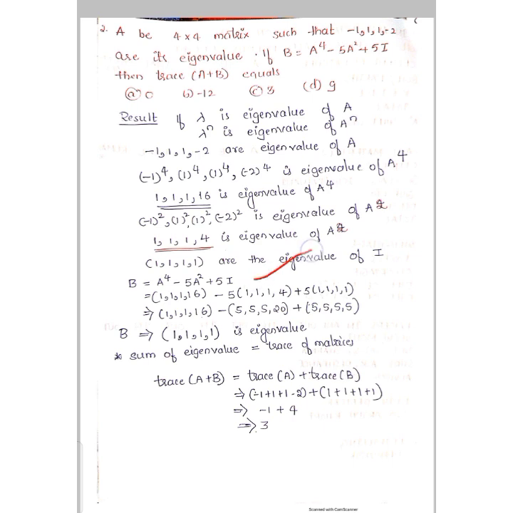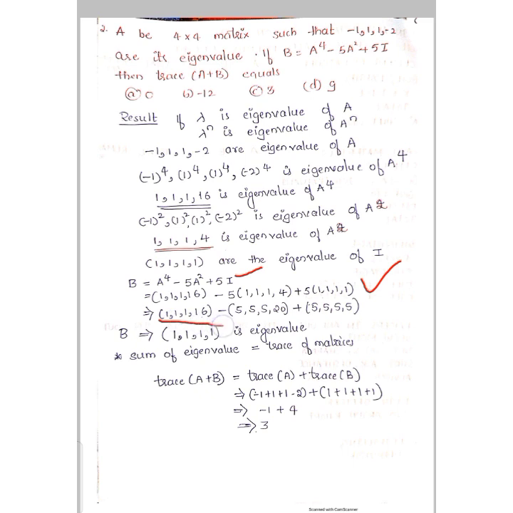So here they have given you the equation that B is nothing but A⁴ minus 5 into A² plus 5 into the identity. Now just substitute the eigenvalues. The eigenvalues of A⁴ are 1, 1, 1 and 16. The minus 5 stays as it is, and within a bracket you write the eigenvalues of A², which are 1, 1, 1, 4. Then plus 5 as it is, into the eigenvalues of the identity matrix, 1, 1, 1, 1. Now just simplify it.